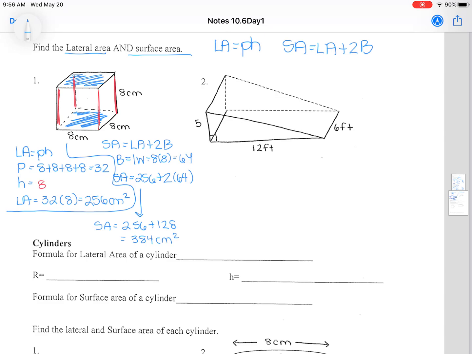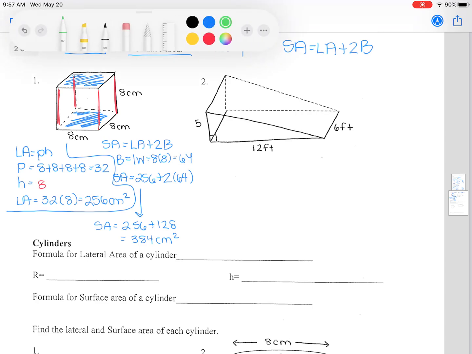So if I just come down here, surface area is then 256 plus 128, which gets you 384 centimeters squared. So again, 2 answers. You're not only calculating surface area, but you're calculating lateral surface area as well. So just make sure when you solve all this stuff, there's 2 answers for each.